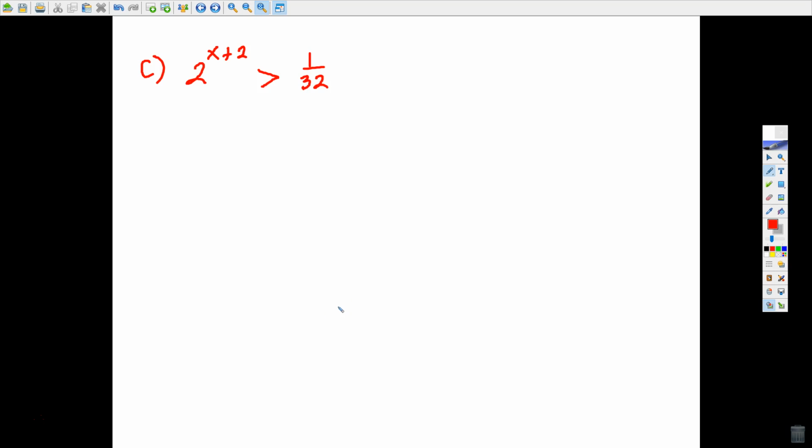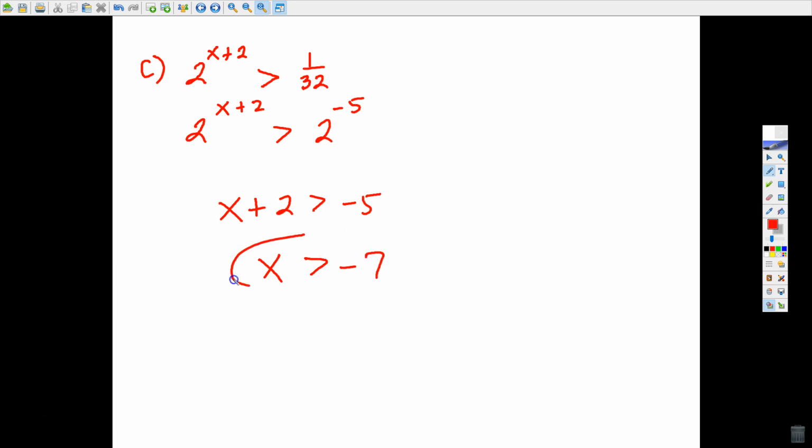Let's try this one. I'll go back up to Kennedy. What do you think the common base is going to be, Kennedy? Good choice. So nothing to change on the left side, but we got to think about how we can -5. Very good. 2 to the 5th is 32. So the negative makes it the reciprocal of 32. Let the exponents go together in the inequality. Just pull out the exponents and, yep, all the numbers greater than -7 will satisfy this inequality that you're given.